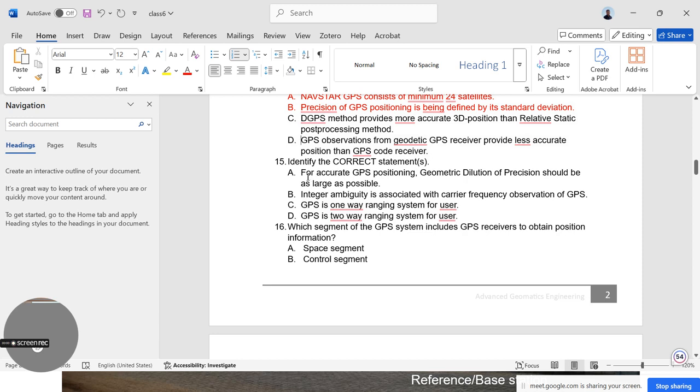So here, for a proper survey, the value should be as minimum as possible, not as maximum or as large. It should be as small as possible. So that's why option A is wrong.